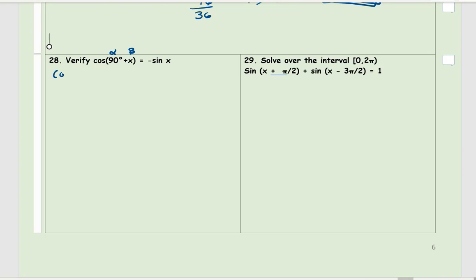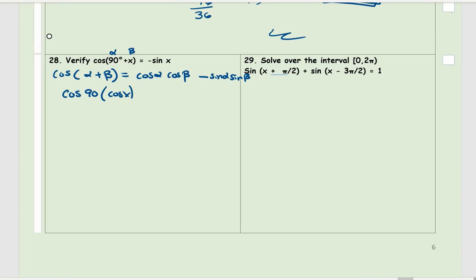So just to bring down that identity, we know that cosine of alpha plus beta is equal to cosine of alpha cosine of beta minus sine of alpha sine of beta. Okay, so we know that this is going to be cosine of 90 times cosine of x, and then minus sine of 90 times sine of x. And we're trying to show that that's equal to negative sine of x.